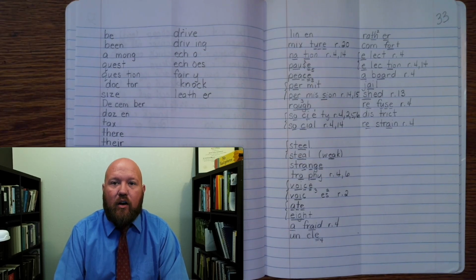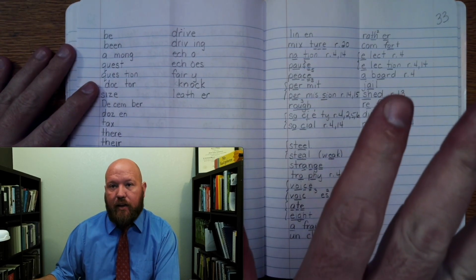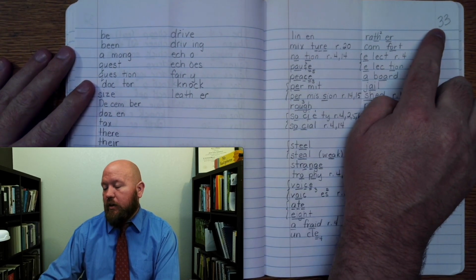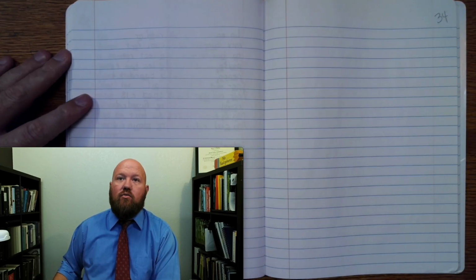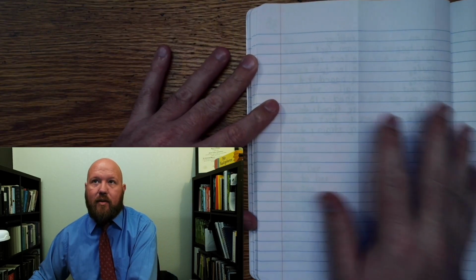In today's lesson, we are going to review all of our spelling words for the week. Let's begin by turning to the right page. So here I'm on page 33. I'm going to turn in my book to page 34. I am not going to write on page 34. I'm going to write on the back of page 33. The back of page 33.